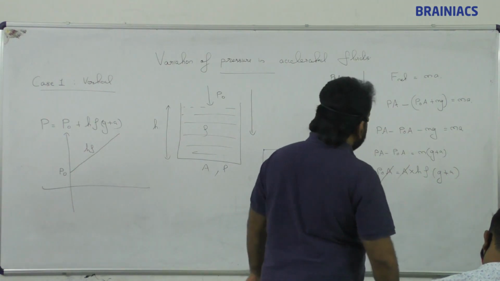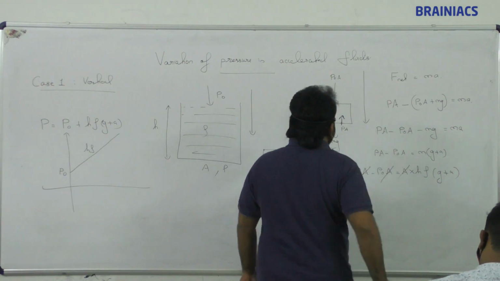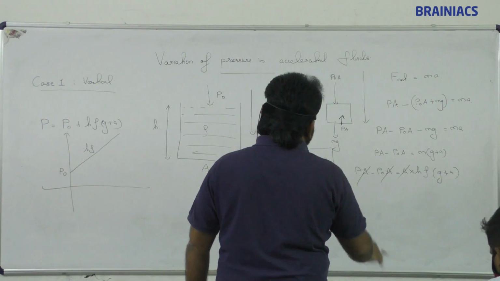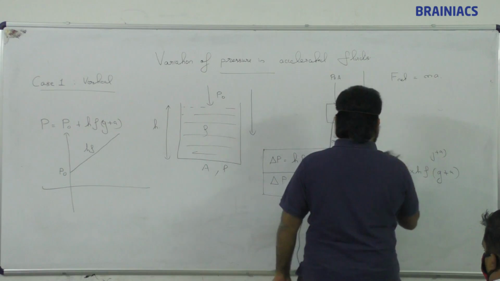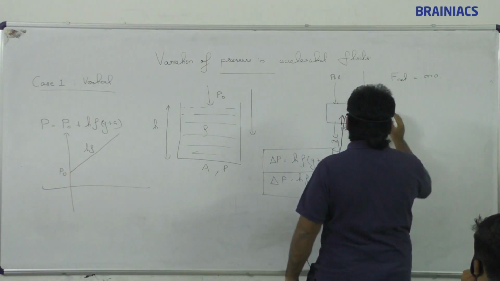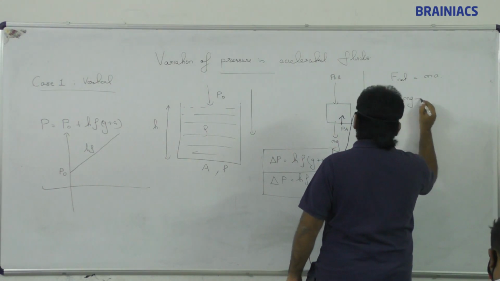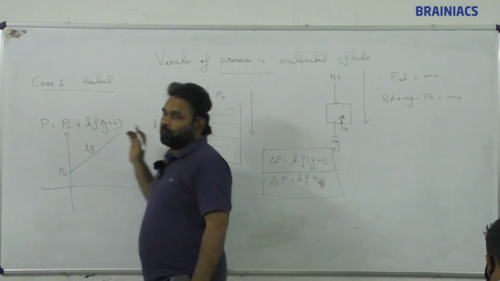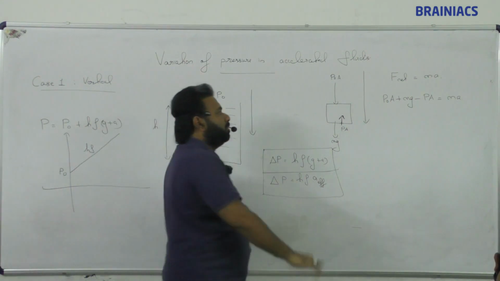P naught A is acting downwards. So this time what is happening? Downward force is more. This means that P naught A plus mg minus PA is equal to ma. Just look at the force: whichever side the acceleration is, the net force will be more on that side.